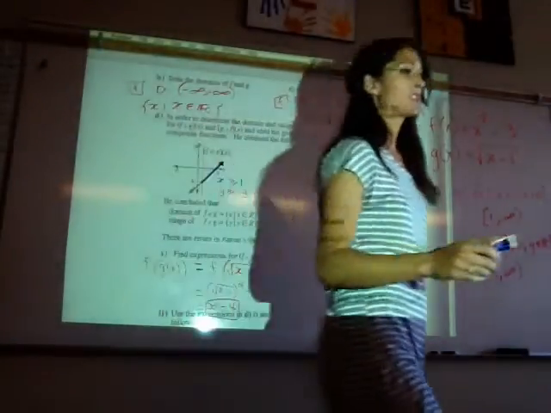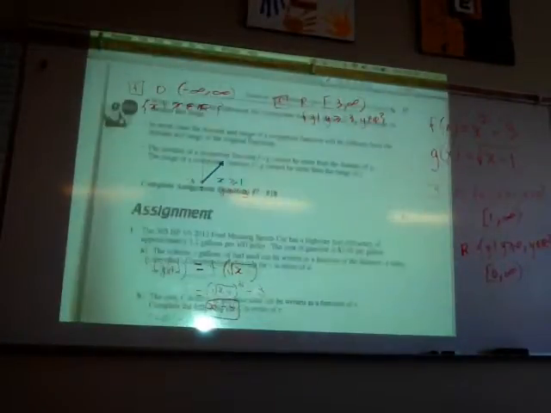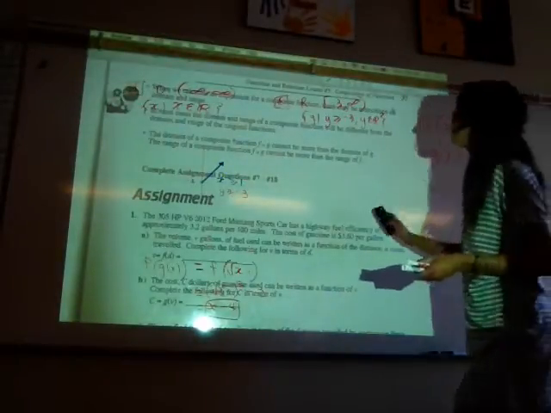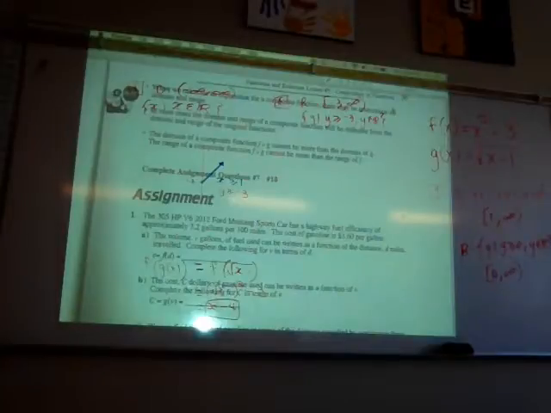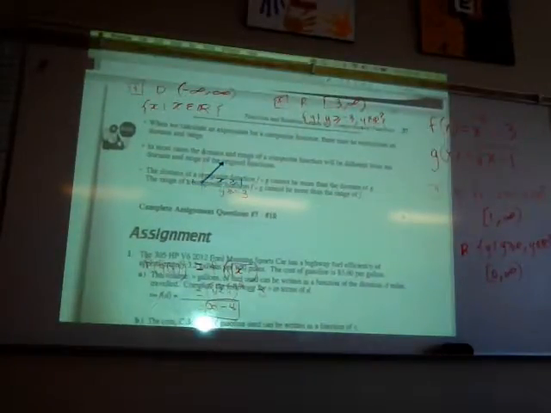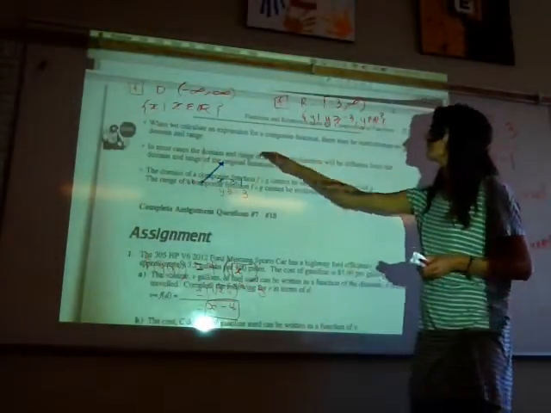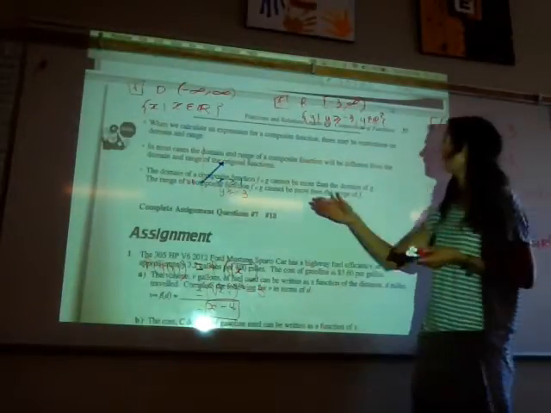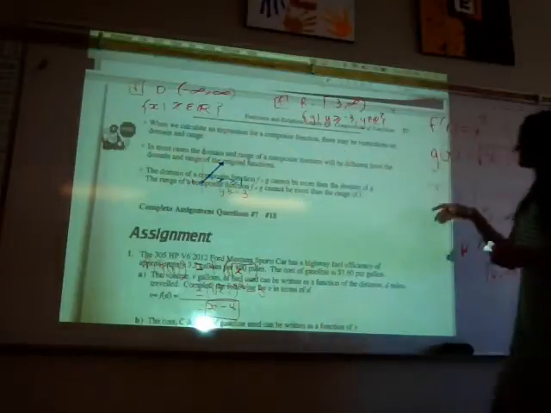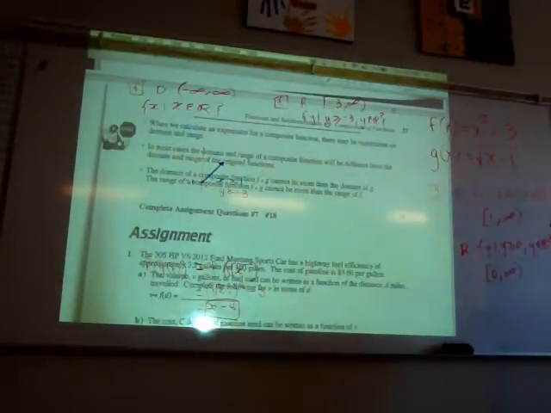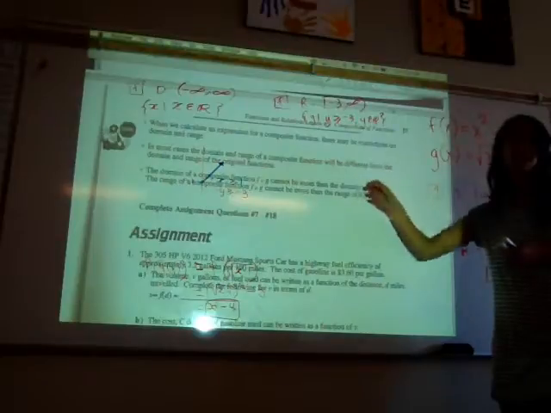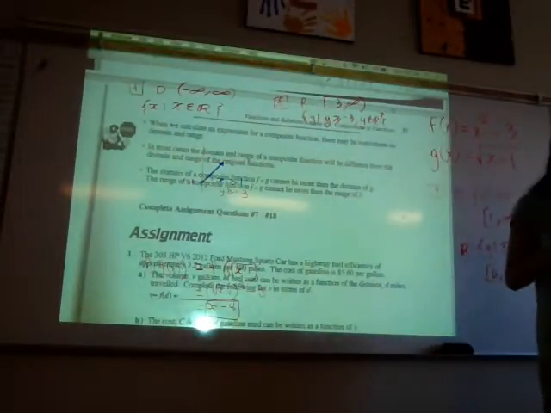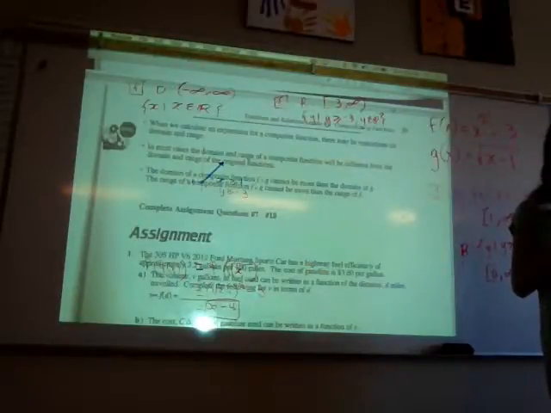Before we go to the next one, I'm just going to fast forward to the next page here, and we're just going to read a few notes. Maybe I'll put it to the middle of the board. So the first note is when we calculate an expression for a composite function, there may be restrictions on the domain and range, and we found that for f of x, and we also found that for g of x. There were restrictions. In most cases, the domain and range of the original functions, f of x and g of x, will be different than the domain and range of the composite function.